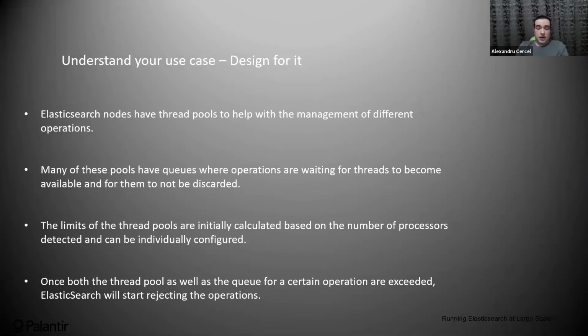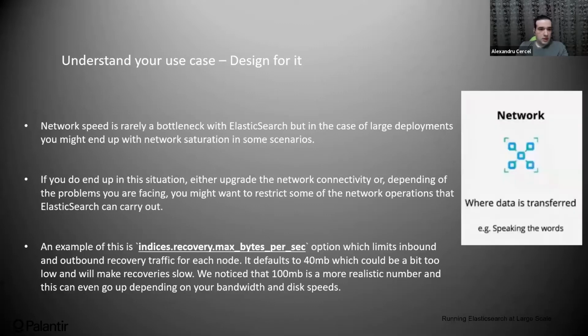Elasticsearch nodes are using different thread pools to help with the management of different operations. And if you are exceeding these pools, you're going to end up in some queues where the operations are waiting for threads to become available and for them not to be discarded. If you do exceed the queues as well, you will end up with rejects. The limits are automatically calculated based on the number of processors discovered by the installation. You can also configure them, but it's not really advisable because you might end up with OOMs.